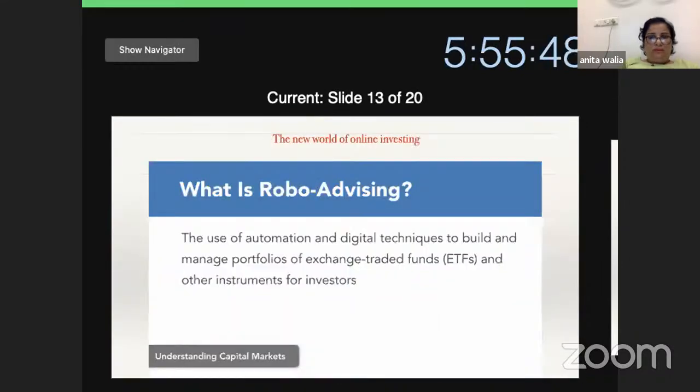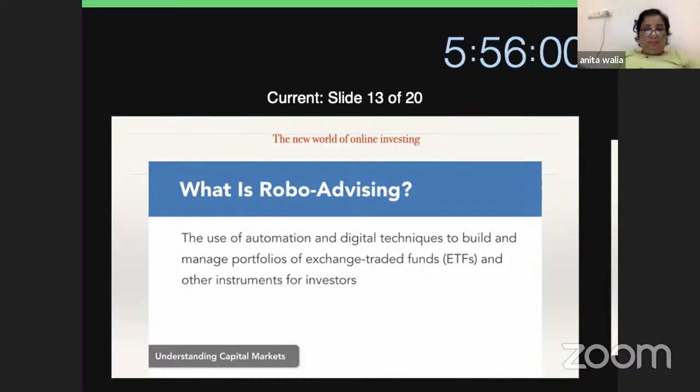Okay, I'll just omit this and I will go to the main portion of this session, which is called the new world of online investing. You have heard about robo-advising. So what is it? In a nutshell, robo-advising is just using automated and digital techniques to build and manage a portfolio for investors.